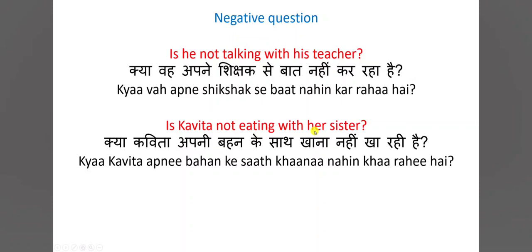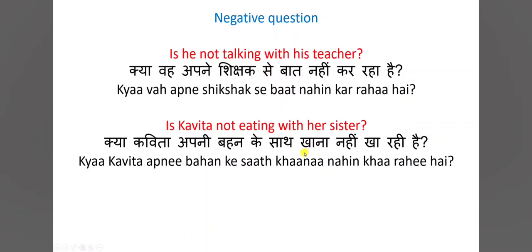But अपनी is her, बहन is sister, के साथ is with. Okay, के साथ is with. So here say is with, here के साथ is with. Now you can use के साथ here too. You can use say here too. Just to teach you both the words, I have selected one here and one here.